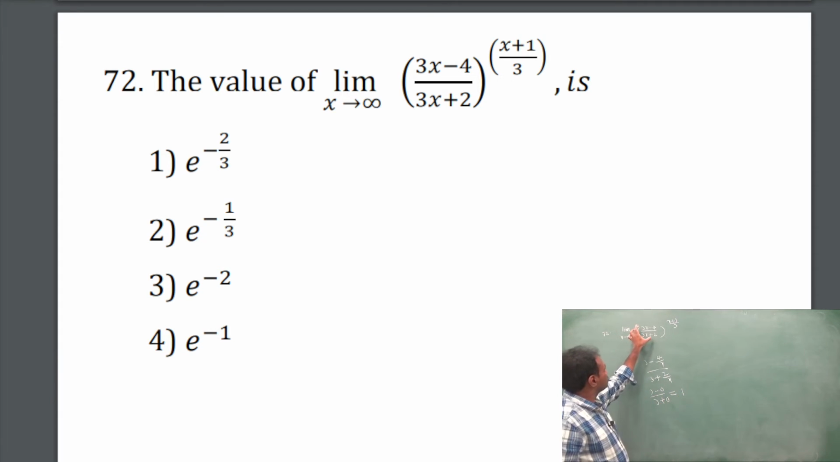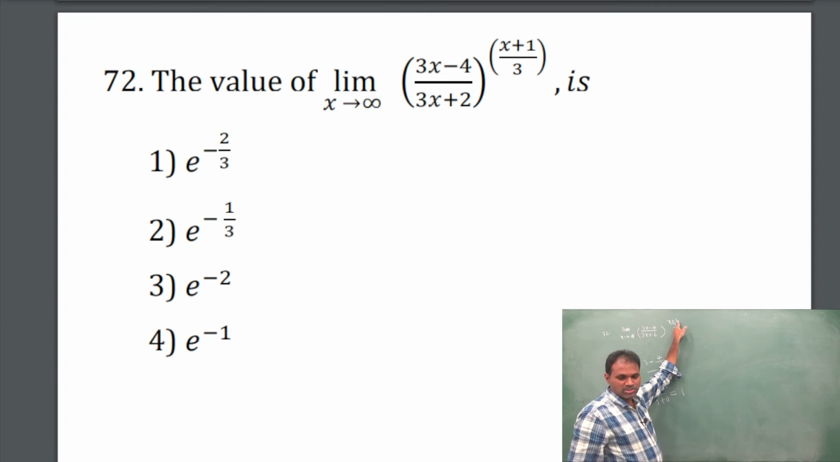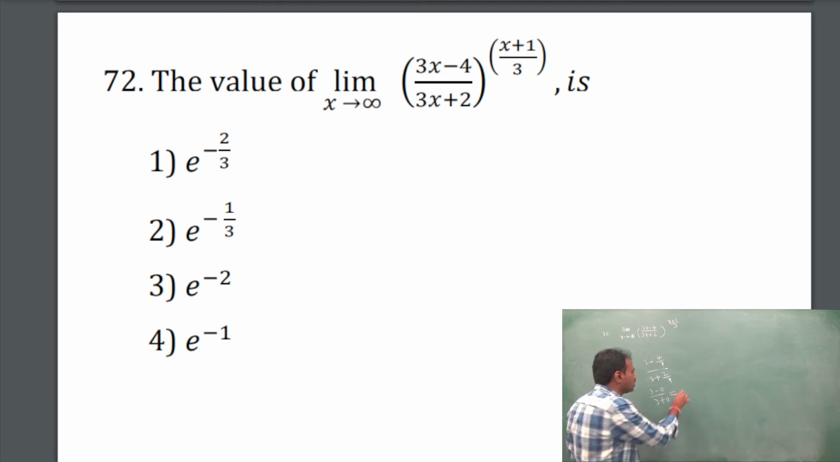Next, the base is 1, and if we put x equal to infinite, infinity plus 1 means infinity, and infinity by 3 means infinite. Therefore, if we put x equal to infinite in the function, it is in the form f of x power g of x. If you put x equal to infinite, it is converted into 1 power infinity form.